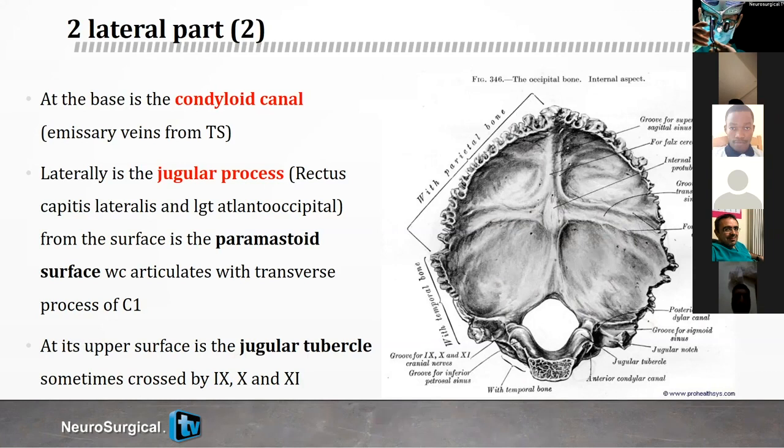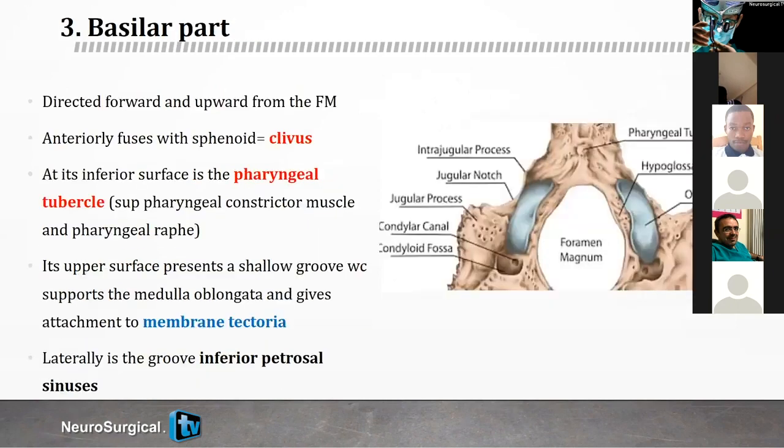At its upper surface is the jugular tubercle, you can see here. This jugular tubercle has a groove where the 9th, 10th, and 11th cranial nerves cross to go to the extracranial part of the brain.